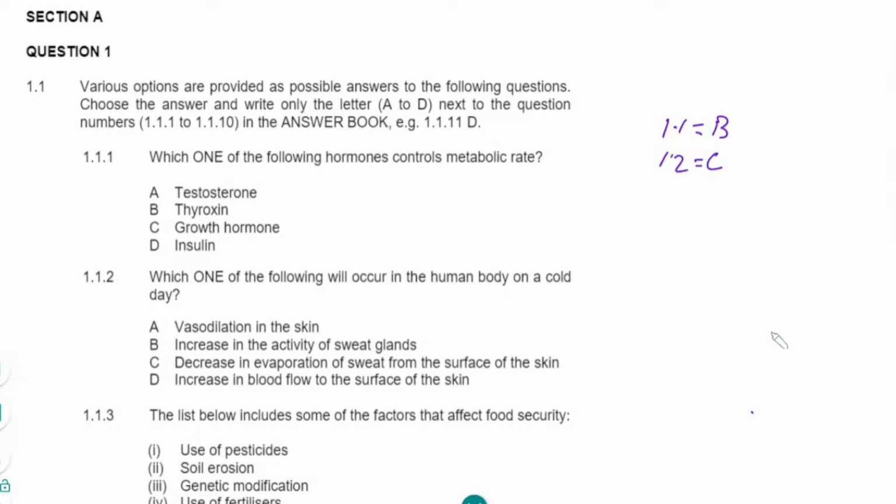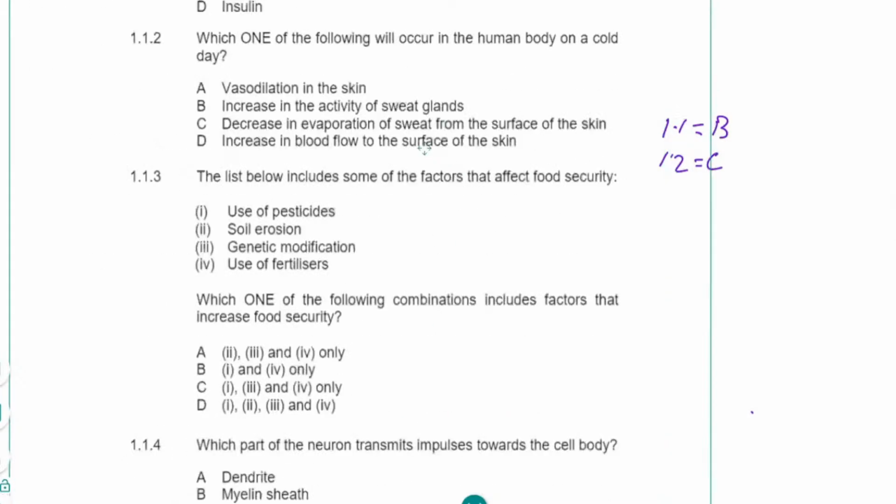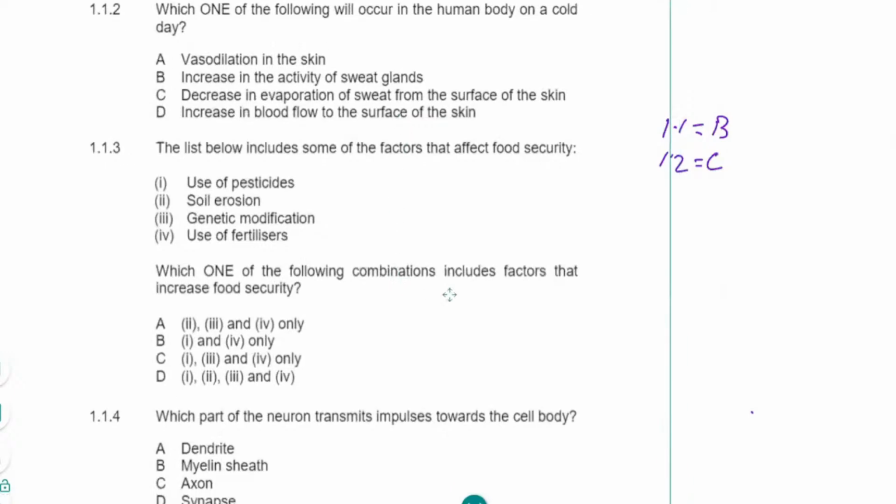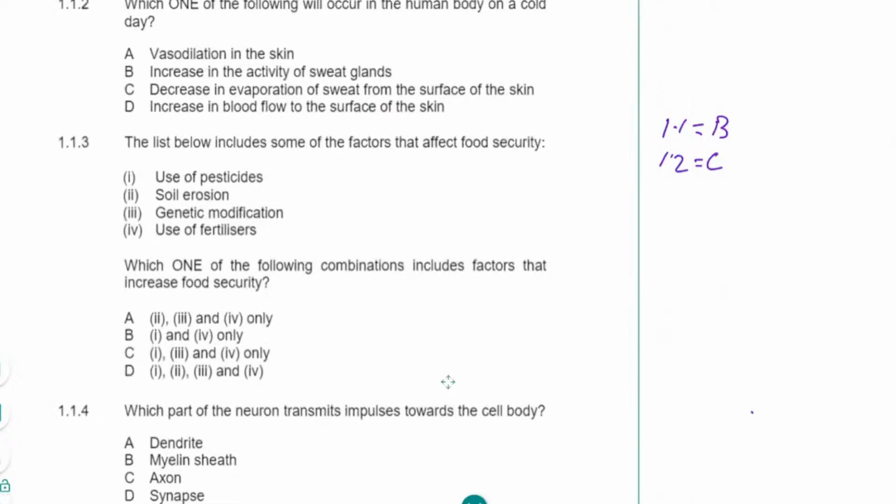Then 1.3. Now here, they are saying the list below includes some of the factors that affect food security. Whenever you talk about food security, or things related to human impact on an environment, we don't answer because that topic was removed from our syllabus. So 1.3, we don't answer it.